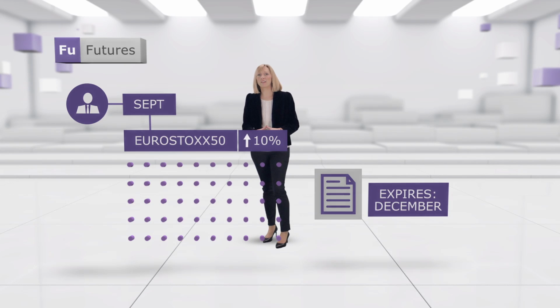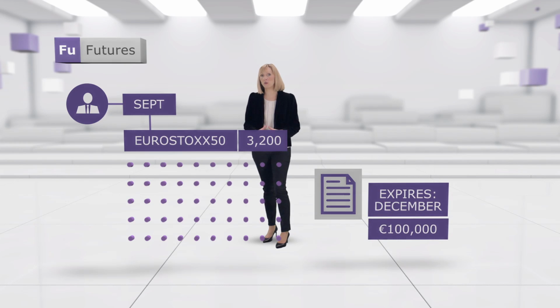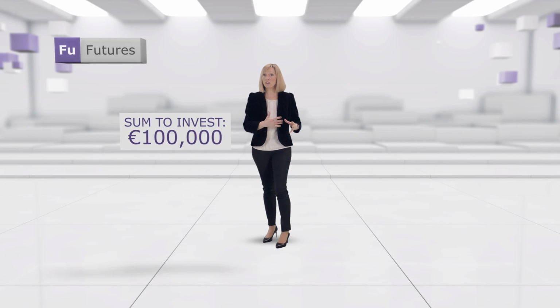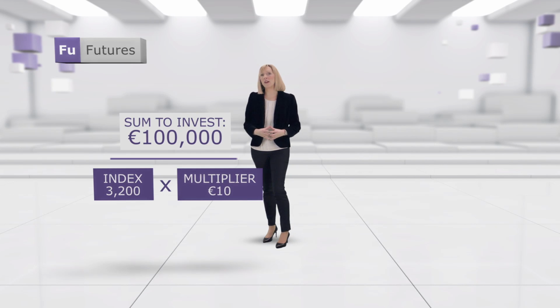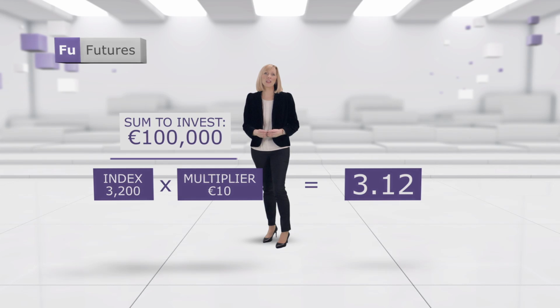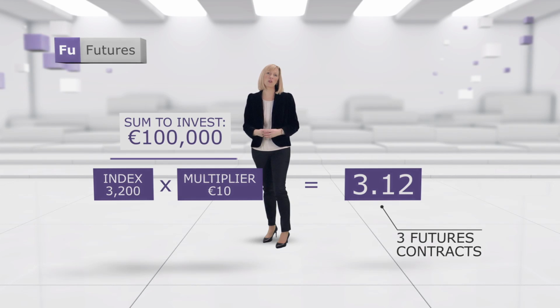The level of the index is 3,200 and the investor wants to invest the equivalent of 100,000 euros in the trade. He calculates the number of contracts to be bought as follows. He divides the sum to invest, which is 100,000 euros, by the level of the index, multiplied by the tick value, which is 3,200 times 10 euros. The result is 3.12, which means he can buy 3 futures contracts.